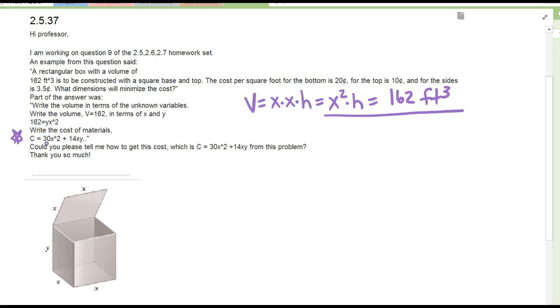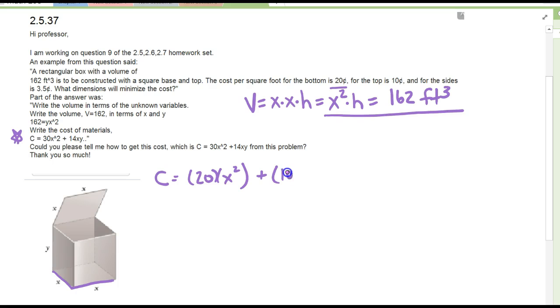The way they get this is they leave their units in terms of cents instead of dollars. So if you were going to convert it to dollars, you would have a 0.3 and a 0.14. So getting the cost function, I got to know how much is it going to cost for the base? Well, per square foot, right? So 20 cents per square foot. So I have 20 cents per x squared.